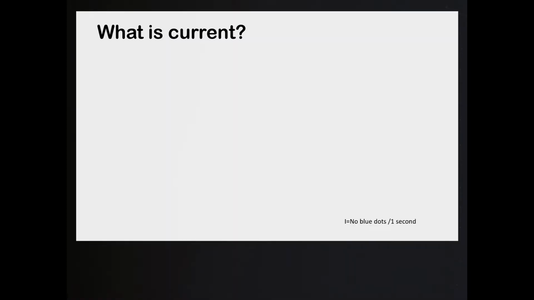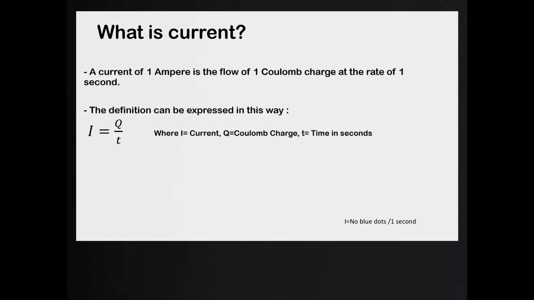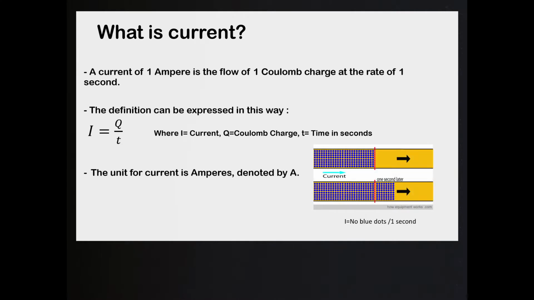So what is current? A current of 1 ampere is the flow of 1 coulomb charge at the rate of 1 second. The definition can also be expressed as I = Q/T, where I is current, Q is coulomb charge, and T is time in seconds. The unit for current is amperes, denoted by A, usually, and this is the diagram that summarizes the definition. Current can also be added algebraically, which helps us with parallel circuits.